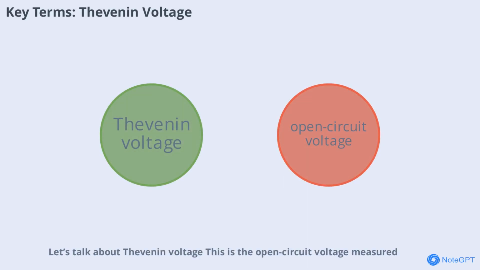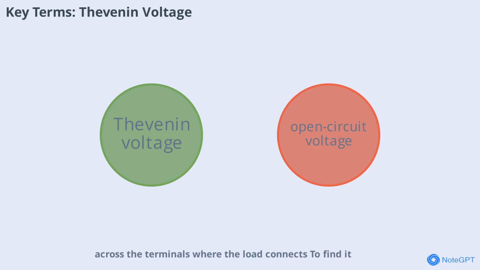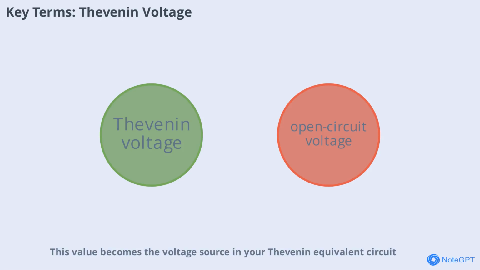Let's talk about the Thevenin voltage. This is the open circuit voltage measured across the terminals where the load connects. To find it, you remove the load resistor and calculate the voltage that appears across the open terminals. This value becomes the voltage source in your Thevenin equivalent circuit. The Thevenin voltage is crucial because it tells you the maximum potential difference available to any load you might connect. Understanding how to determine this voltage is the first step in applying Thevenin's theorem effectively.